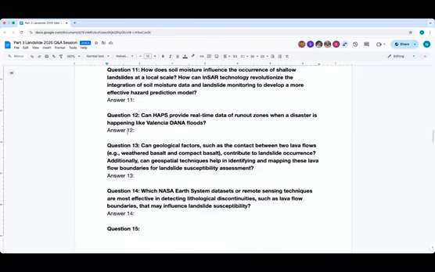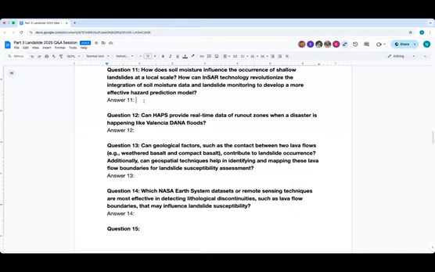Question number 11. How does soil moisture influence the occurrence of shallow landslides at a local scale? How can InSAR technology revolutionize the integration of soil moisture data and landslide monitoring to develop a more effective hazard prediction model? Very thoughtful question.